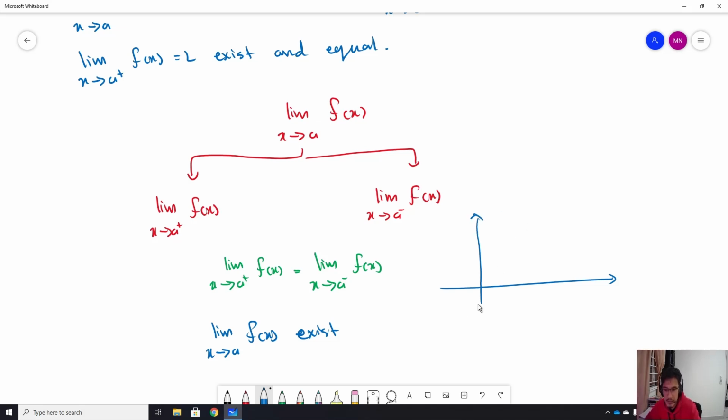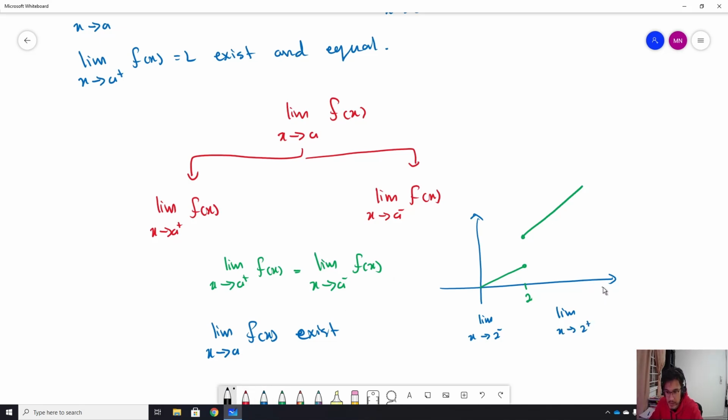Dari segi grafnya, let's say kita ada dua graf. Ini adalah contoh kat sini. Okay, kalau macam ni, so let's say ini adalah limit x approaching 2 from the left, and this side is limit x approaching 2 from the right.